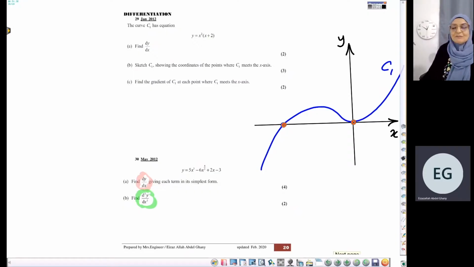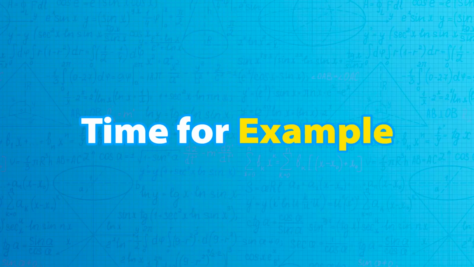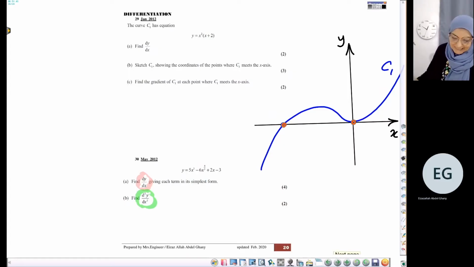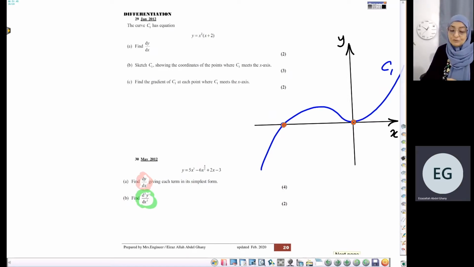Here are some questions from the past papers. In this question, he didn't draw the curve; he wants me to draw the curve. He gave me the curve and named it C1, and now let's read.